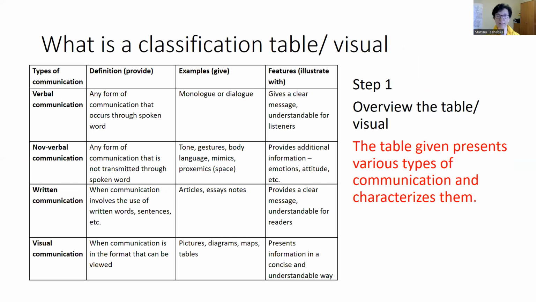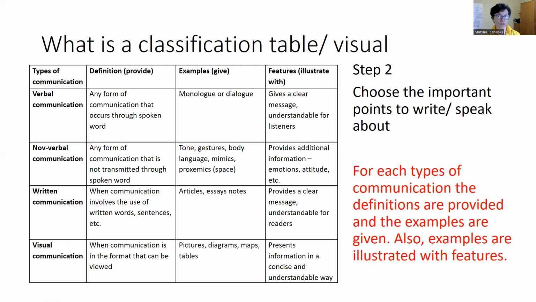So let's start with step one. At first, we overview the table. And this is our first introductory sentence. So we see that here we can only name the main parts, the main categories of the table. Here is my example. You may try to do your own. The table given presents various types of communication and characterizes them. So here are the various types, and these are the characteristics.